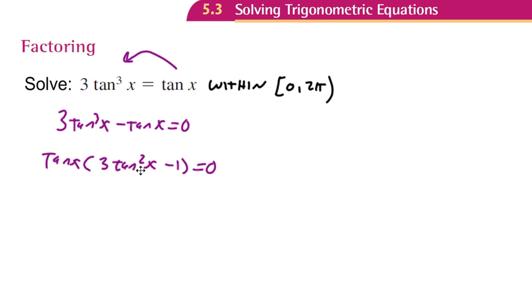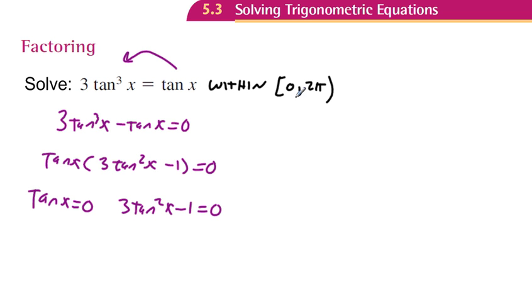So now I have 2 factors equal 0. That means I can set each factor equal to 0. So I have my first one, tangent of x equals 0. And I have my other product right here in the parentheses, so 3 tangent squared of x minus 1 equals 0. Okay, we'll start with this one. Tangent of what equals 0?